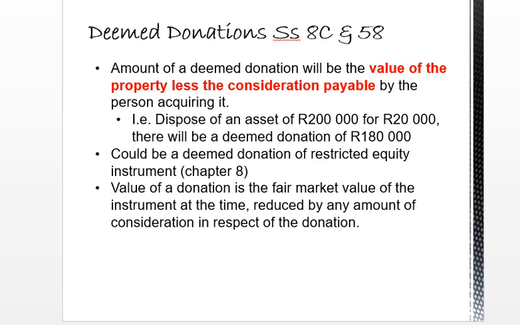Okay, so what is deemed to be a donation? So this is section 8C and 58. Before we do it, we just want to define what is a donation, and it's basically any disposal of property which includes a waiver of any right. Okay, so a deemed donation amount will be the value of the property less the consideration payable by the person acquiring it.